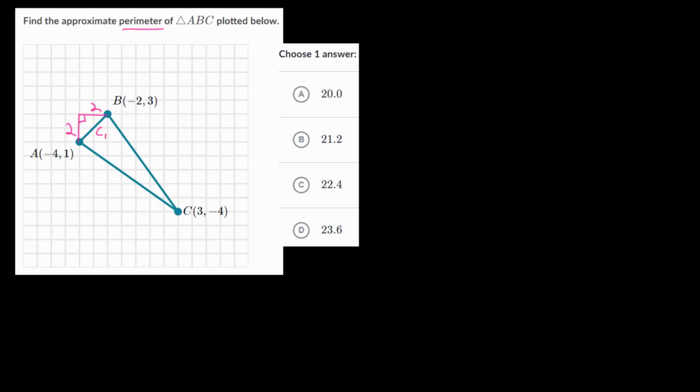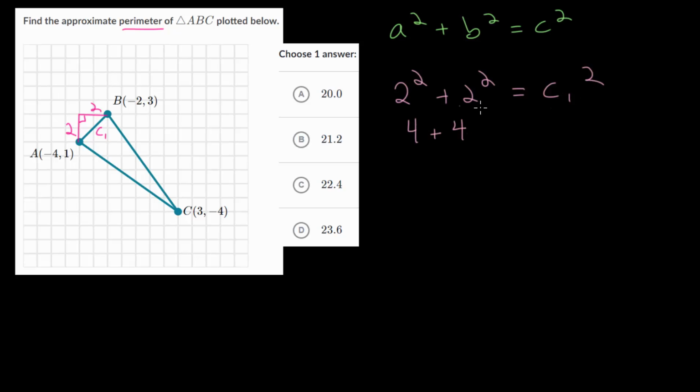So we want to use our Pythagorean theorem, and we know that's just a squared plus b squared is equal to c squared in some right triangle, where a and b are the legs of the triangle, and c is the long side, the hypotenuse. So let's plug these in. We would have 2 squared plus 2 squared is equal to c sub 1 squared. So this is 4, this is 4 as well, and simplifying we get 8, or we really want to write it as 2 times 4, since we're going to take a square root of everything.